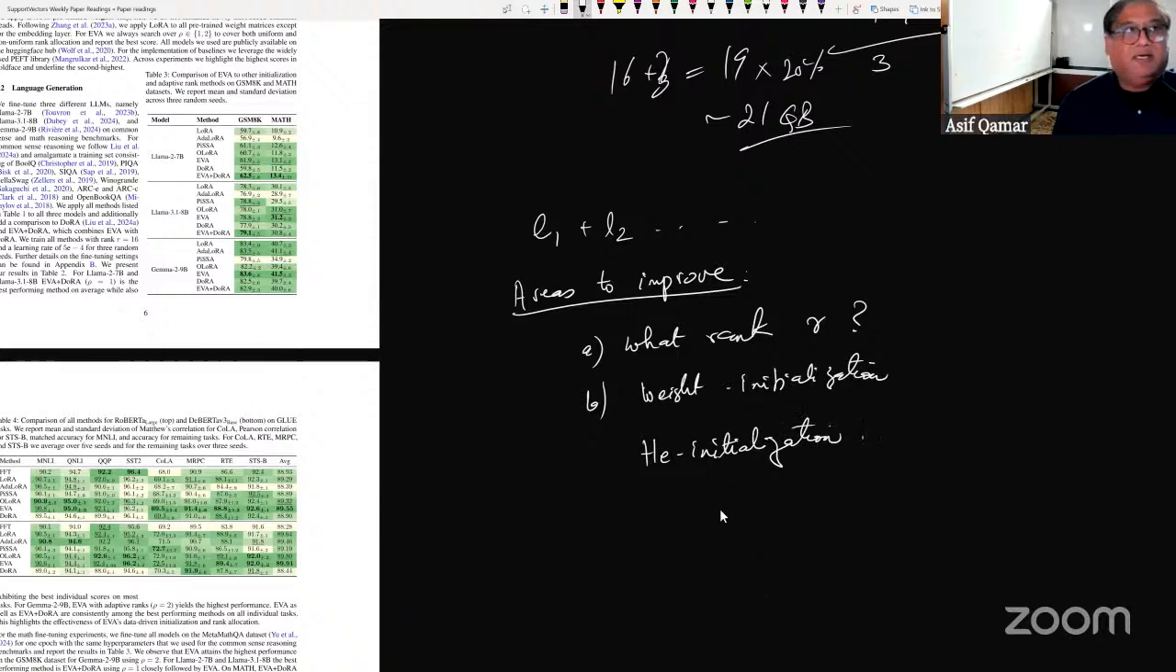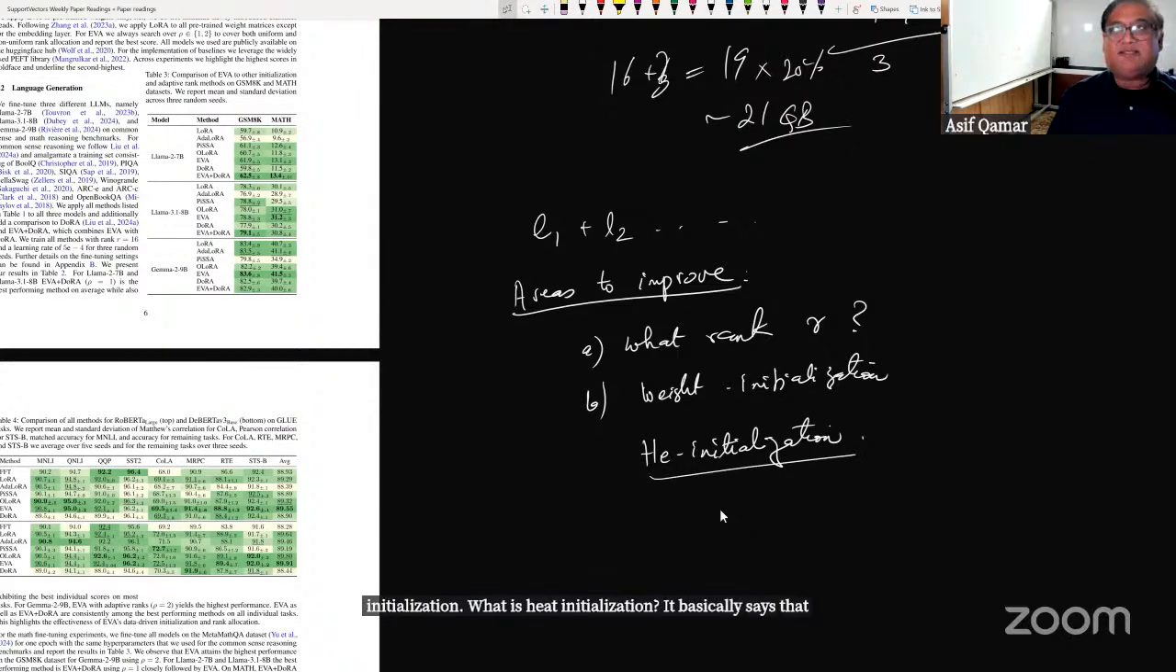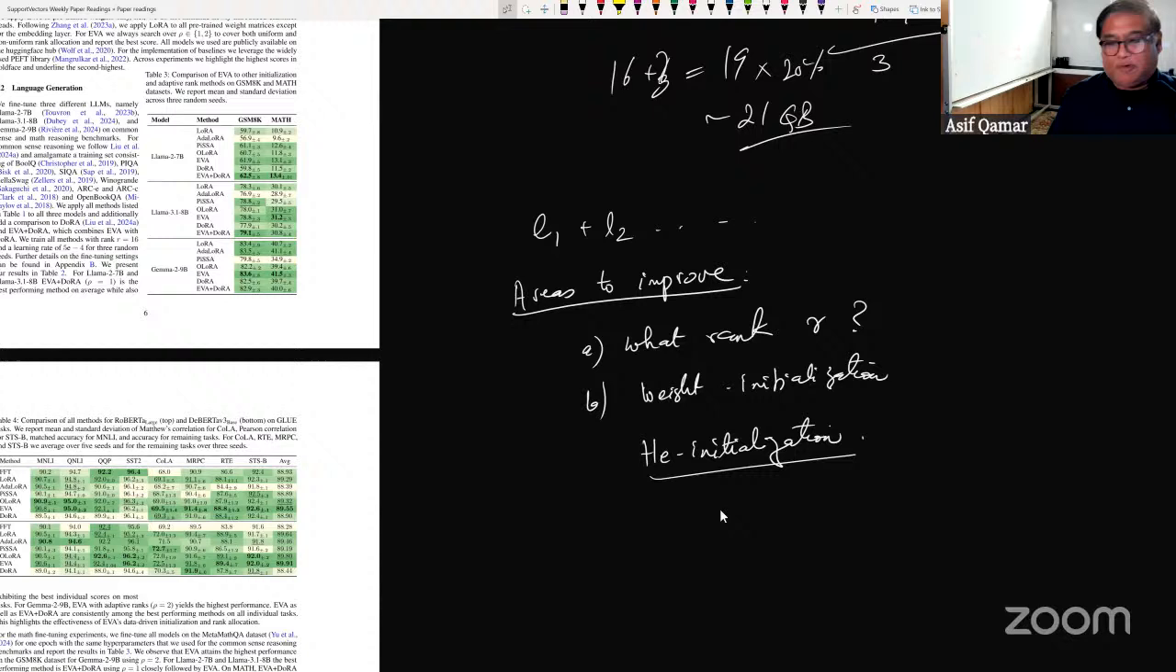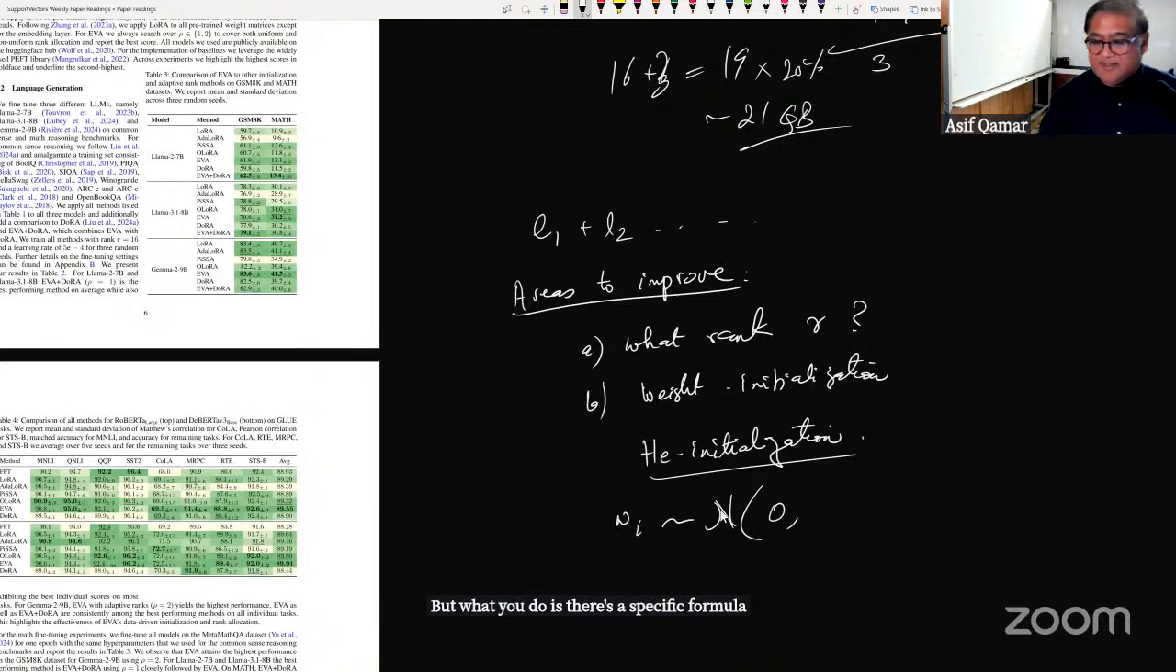Key initialization. What is key initialization? It basically says that there's a specific formula. You center your random weights at 0. Each of the weights, you sample off a normal distribution which is centered at 0, all right? But there's a specific formula. You put a sigma square, the variance, how spread out your bell curve is, and this has a particular value.